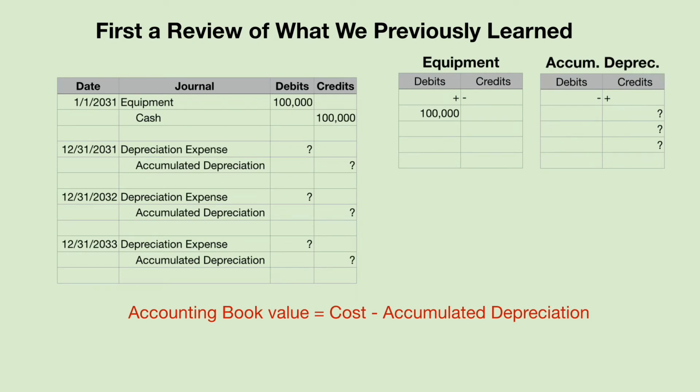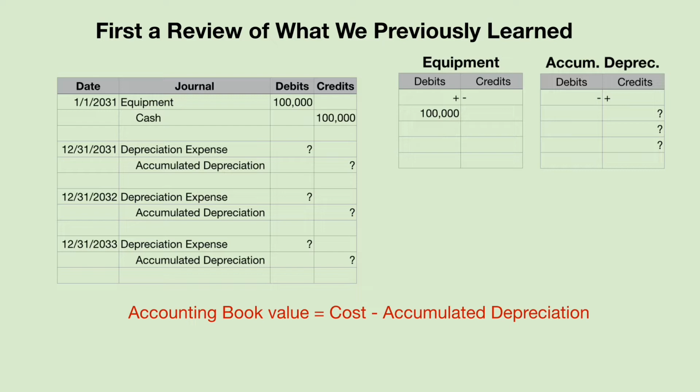Everything you see on this slide we have learned before, but let's take another look at it just to warm ourselves up. So here we purchased some equipment for $100,000, and there are journal entries in place to depreciate this equipment for 3 years. We learned how to do that in a previous chapter. We also learned that accumulated depreciation is a contra asset account. That's why it has a credit balance.